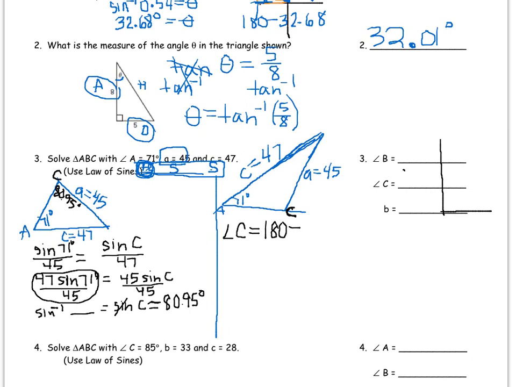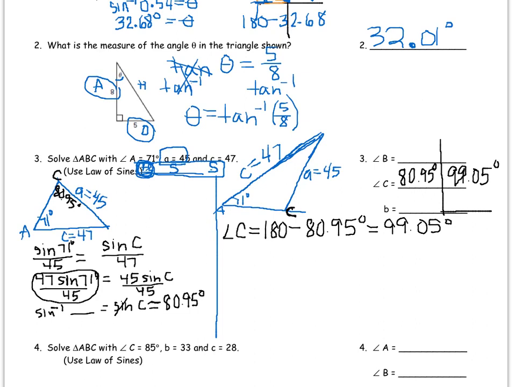I know one is 80.95 degrees. The other one, I'm going to do 180 minus 80.95 degrees. And if I subtract those, I get 99.05 degrees. So that's my other possible angle C, 99.05 degrees. I still need to find angle B, and I need to find side B.